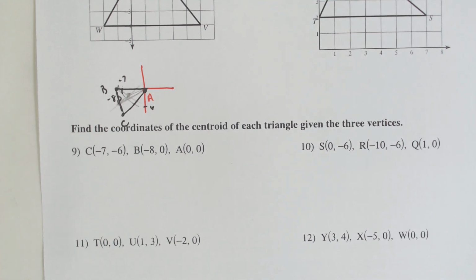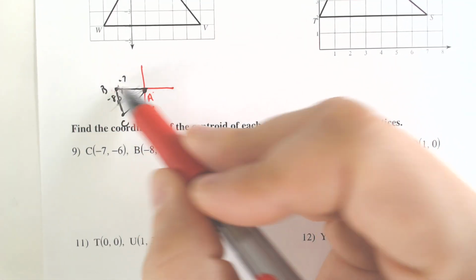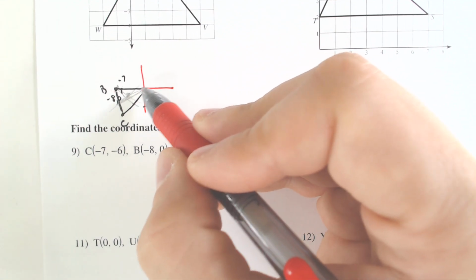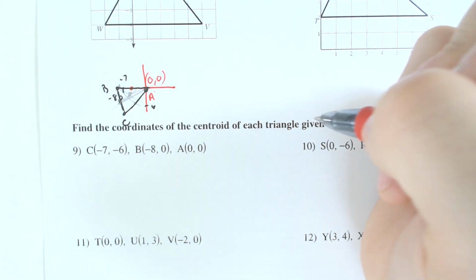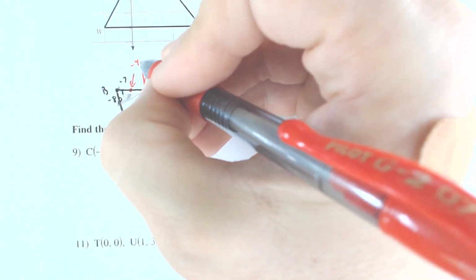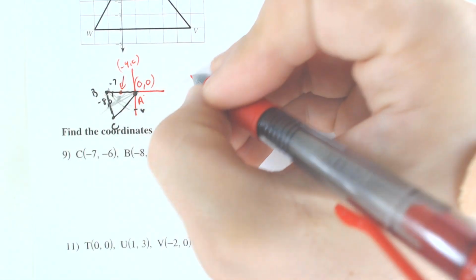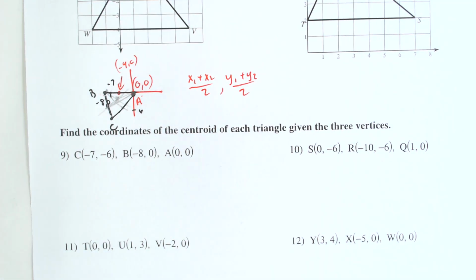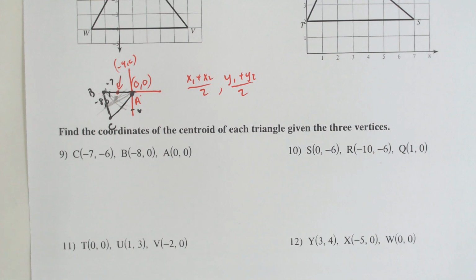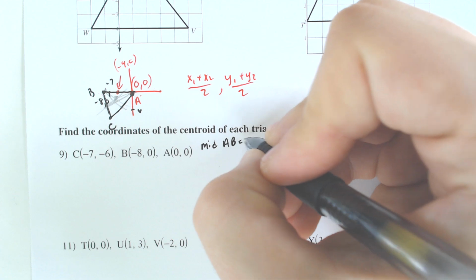Well, we need to first figure out the midpoint of these sides. I'm going to start with the midpoint of the side A to B. The midpoint of A to B would be what is perfectly in the middle from 0, 0 to negative 8, 0, and you can use the midpoint formula if you want to, but you get negative 4, 0. If you don't remember the midpoint formula, it is x1 plus x2 divided by 2, y1 plus y2 divided by 2. That would be how you would do it, and you would still get negative 4, 0. So the midpoint of AB is negative 4, 0.